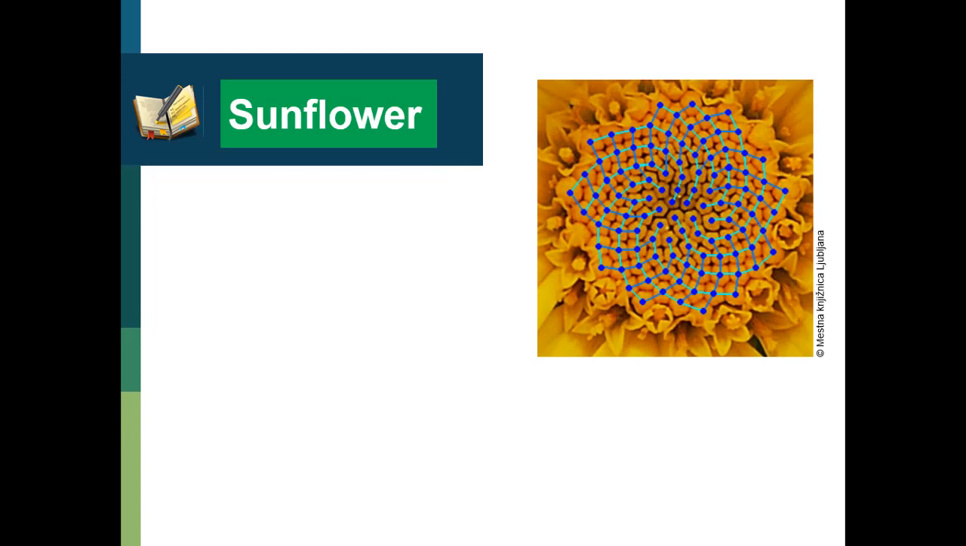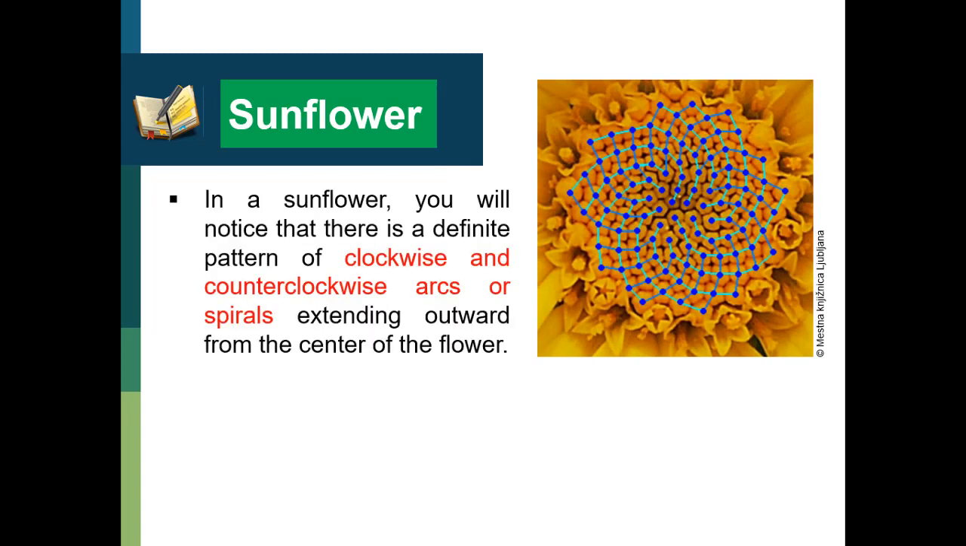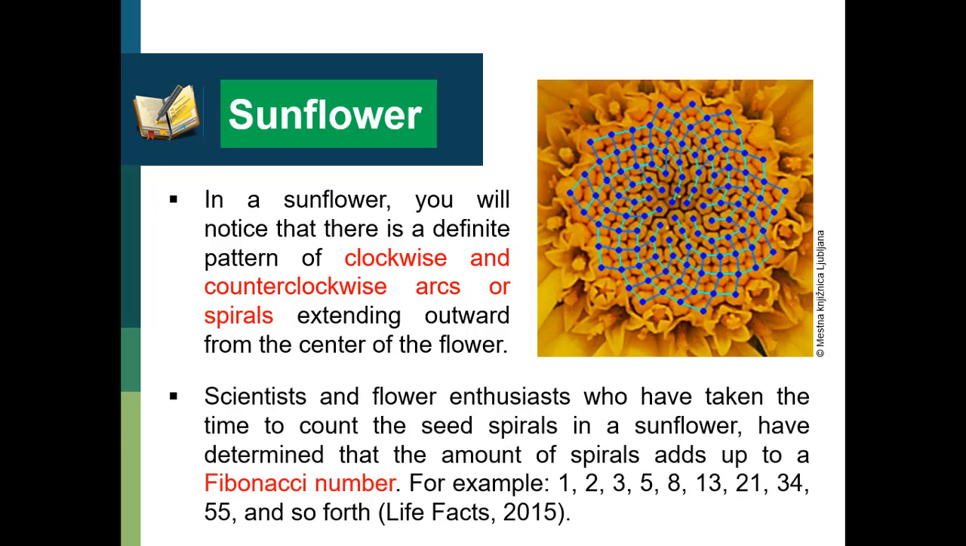Let's also have the sunflower. See the patterns? In a sunflower, you will notice that there is a definite pattern of clockwise and counterclockwise arcs or spirals extending outward from the center of the flower. Now, scientists and flower enthusiasts who have taken the time to count the seed spirals in a sunflower have determined that the number of spirals adds up to a Fibonacci number. For example, if you count the spirals in the clockwise direction, those that are in dark blue, how many of them are there? Can you please count them?